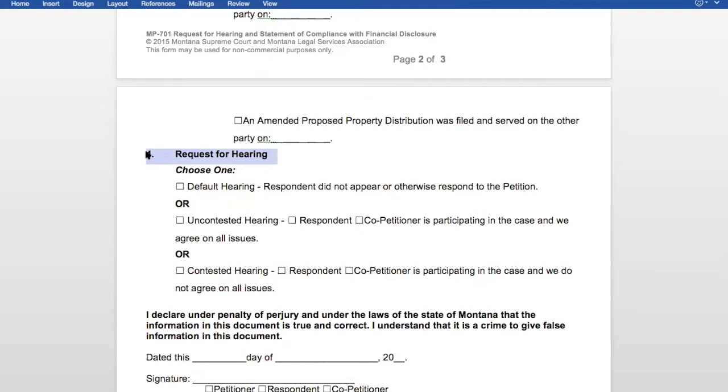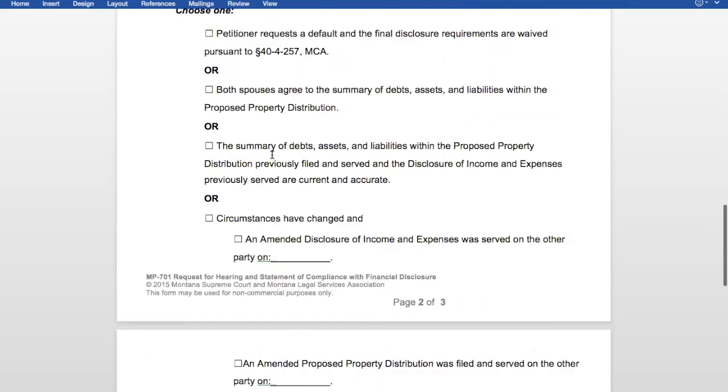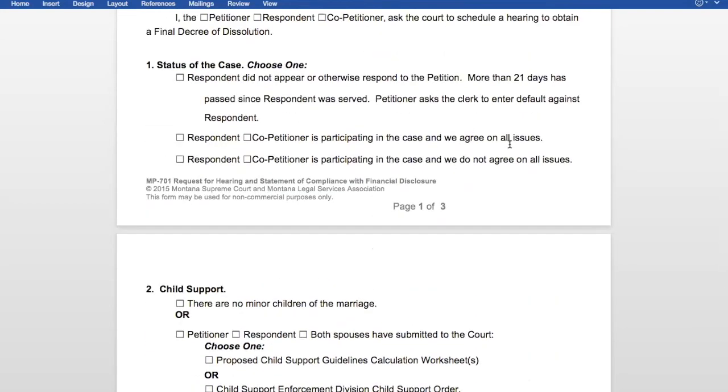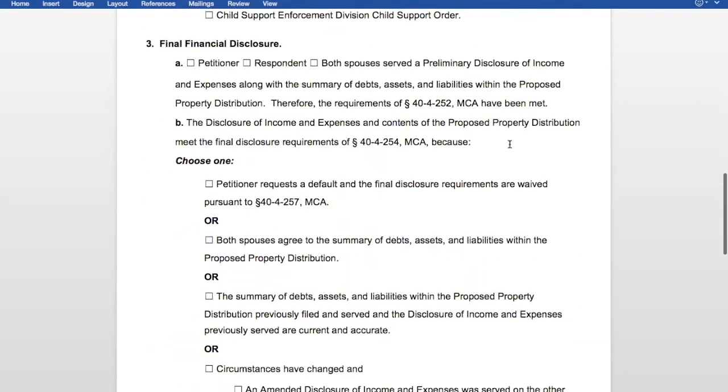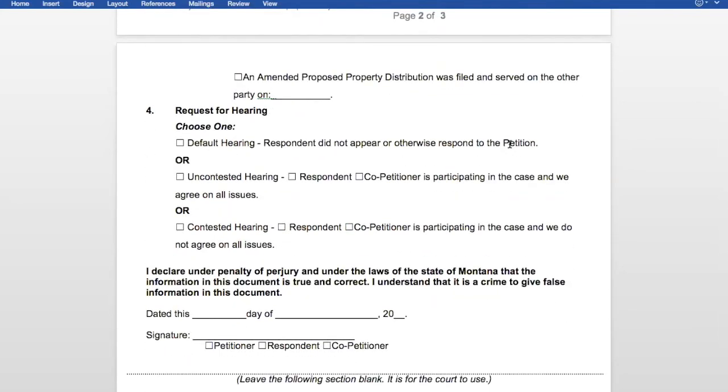Paragraph 4 of this form is where you can choose the type of hearing you are requesting. The type of hearing you will choose is dependent on how you answered Part 1. If you answered that the respondent is not participating, then you will be requesting a default hearing. However, if you are the petitioner and received a response, or if you are the respondent, then you will be requesting an uncontested or a contested hearing. If you both agree on all the issues, you will be requesting an uncontested hearing. But if you do not agree on all the issues, then a contested hearing might be what is ordered.